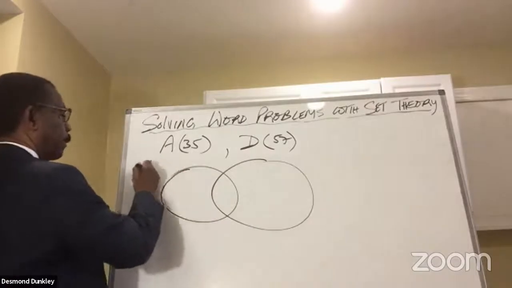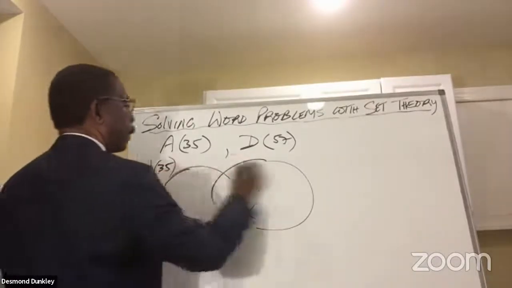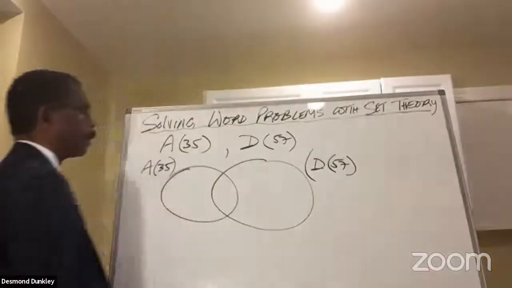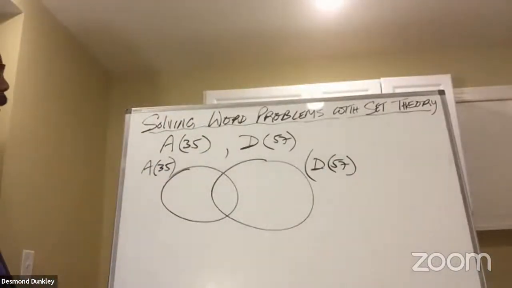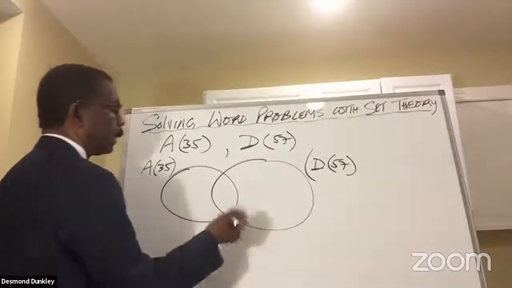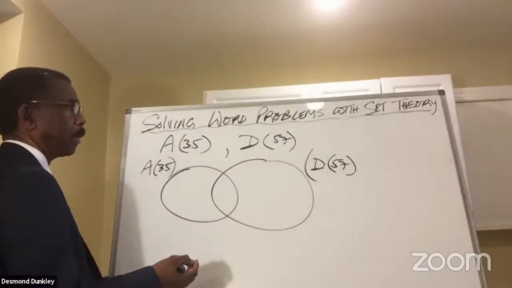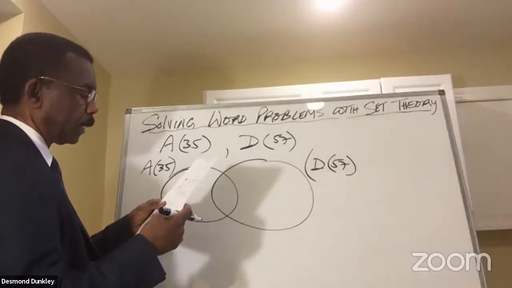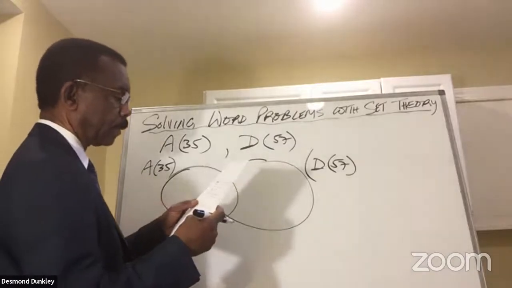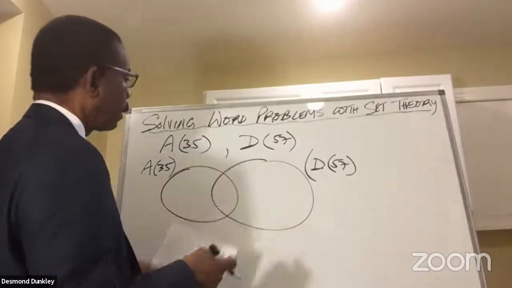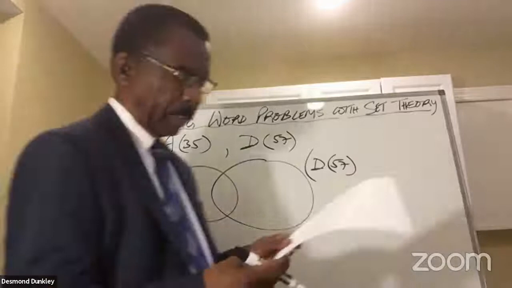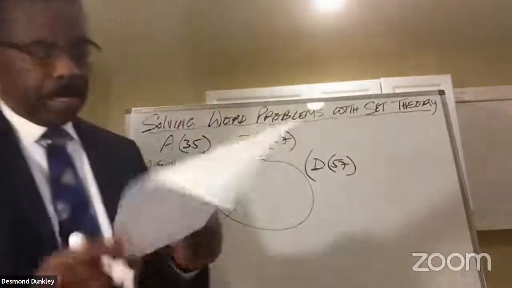So this is A 35 and D 57. So two classes meet at the same hour. So the first one is when two classes meet at different hours. Two classes meet at the same hour. That doesn't add up. I'm going to skip that because it doesn't make sense. Okay. Let's try this other one.